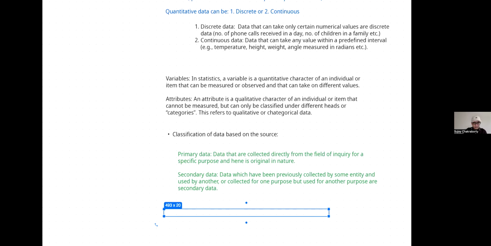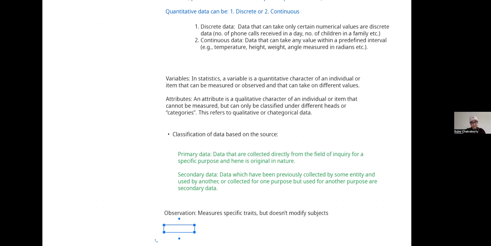Whereas for an experiment, typically, the process of an experiment modifies the subject, right? So an experiment means it applies a treatment and then measures the effect on the subjects, okay?